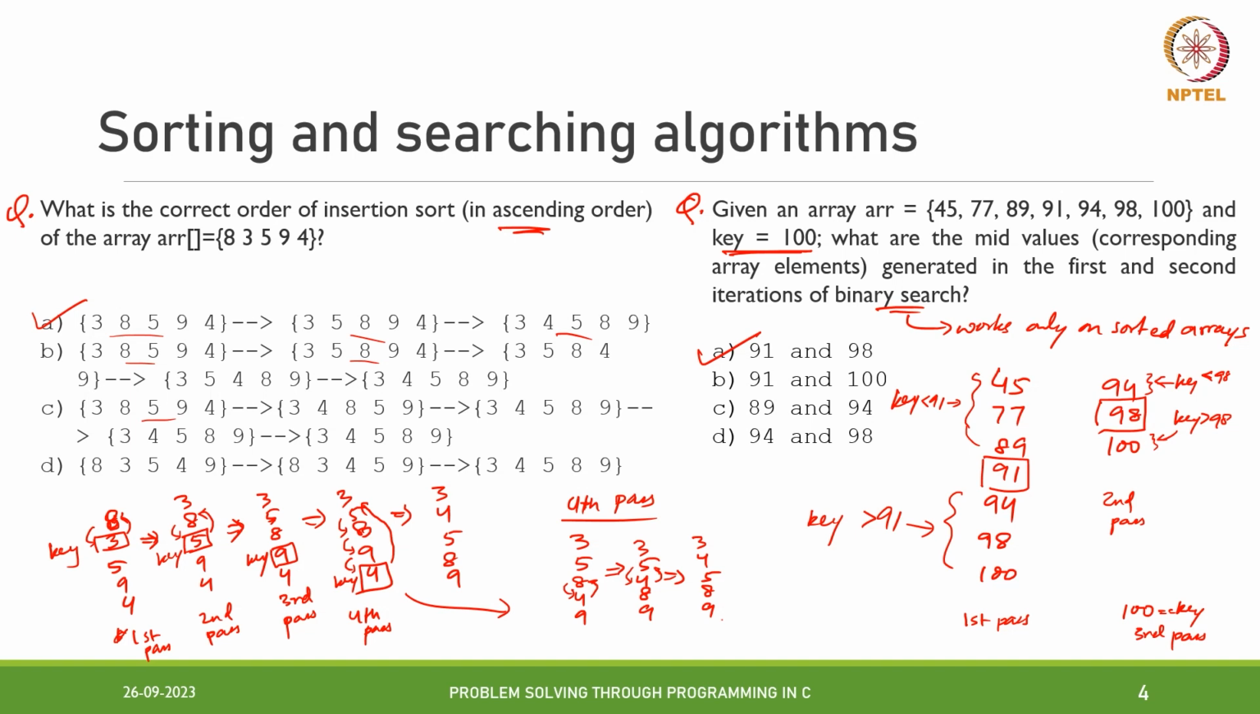While in a case like this, in linear search, it would have taken 7 conditional checks. You would have started from the beginning, checked 45 against 100, 77 against 100, one by one, and finally at the end you would have found that the key is equal to the last element. So you would have to do 7 conditional checks there. But with binary search, you only need to do 3. So you can see why binary search is better than linear search. Okay, is the concept of binary search clear?